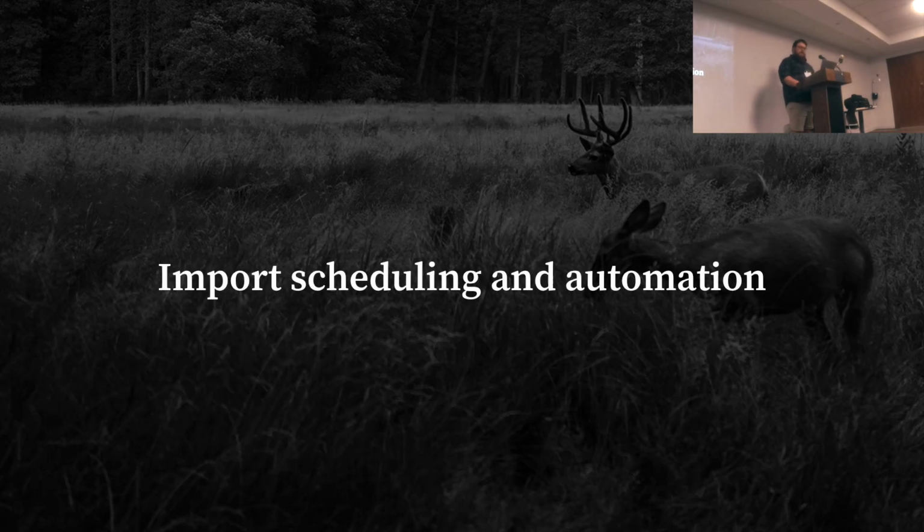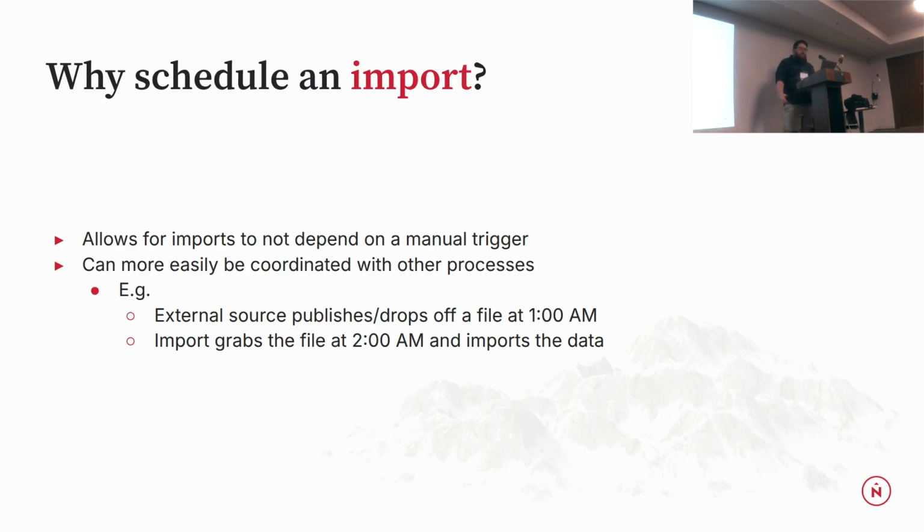So getting into import scheduling and automation. Why schedule an import? It allows it to not be a manual trigger. Again, we can still have manual triggers if we need to, but this is so you can run, say, something at like 2 a.m. in the morning, right? I don't have to be up and press a button and make sure it runs. I'll just know it will run. Or if you need to coordinate with other processes. So in my example of dropping off a file, what if this thing drops a file off at 1 a.m. and I have to run my thing at 2 a.m.? Again, I'm not going to be up waiting, oh, is the file there? Make sure it's there before I press the button. We can do all that. We can coordinate that as well.